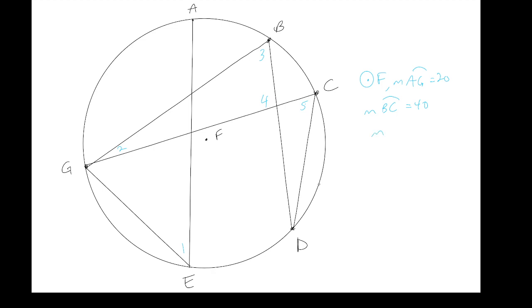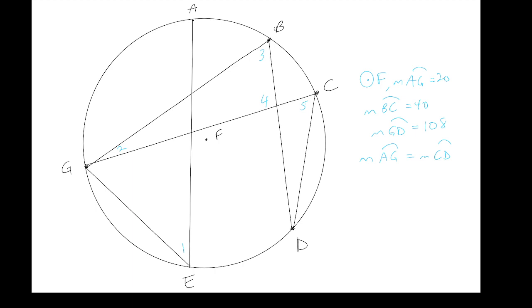Measure of arc GD is 108. And the measure of arc AG and CD, these don't look the same, but that's just because of my poor drawing. But these are going to be the congruent arcs here. Okay? So let's solve for all the numbers.